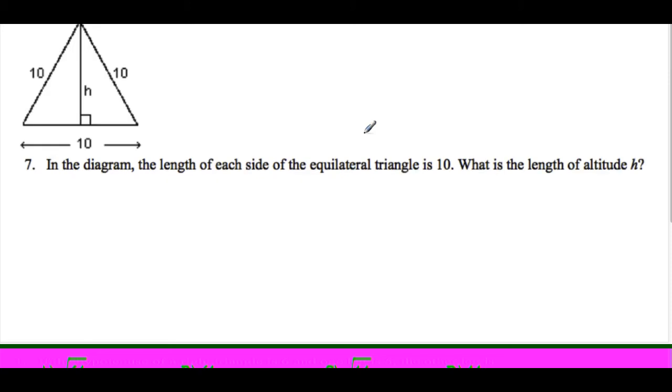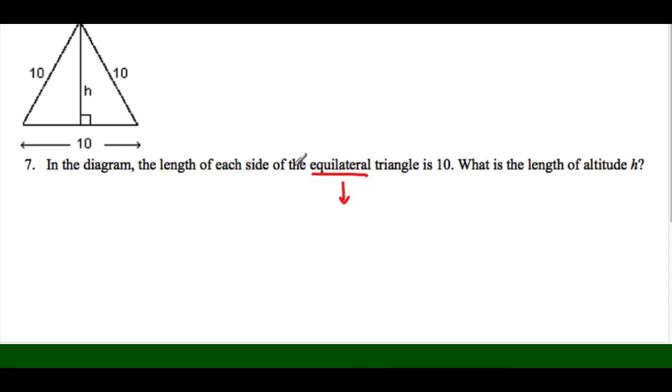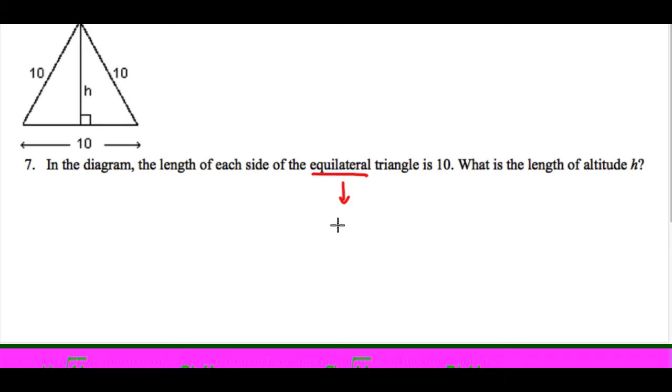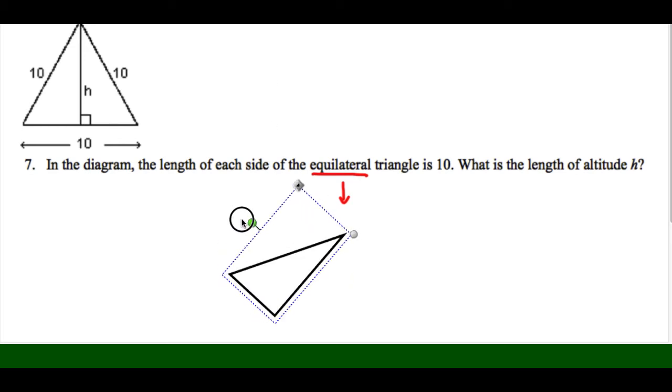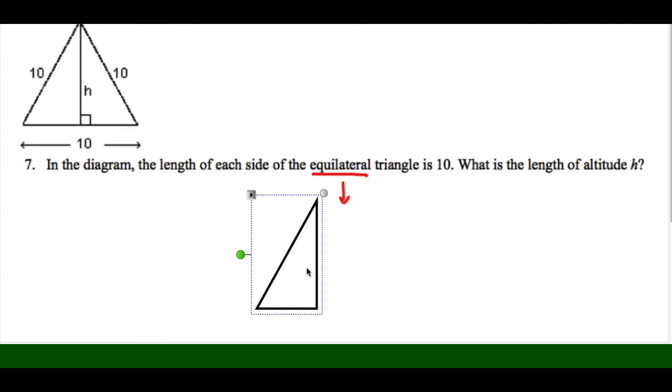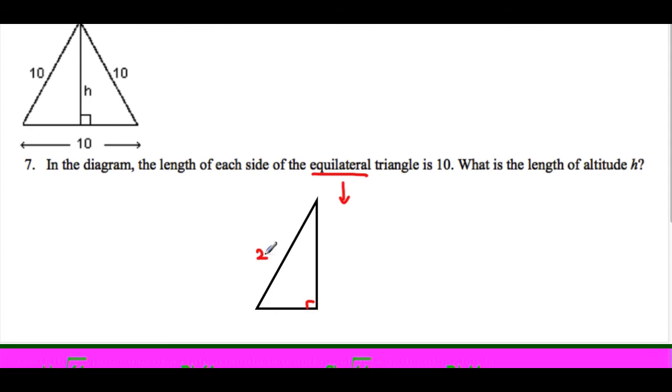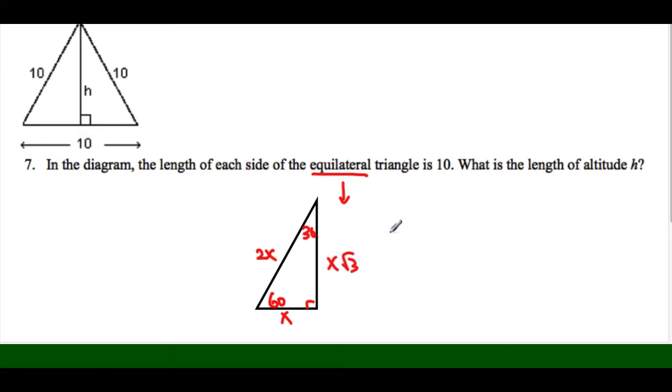All right, let's look at number 7 together. In the diagram, as soon as you see the word equilateral triangle, I want you to think about the 30, 60, 90 triangle here. So, in other words, opposite of 90 is 2x, opposite of 30 degrees is x, and opposite of 60 degrees is what? x radical 3. Notice that in this case, this is 2x, this is 10.